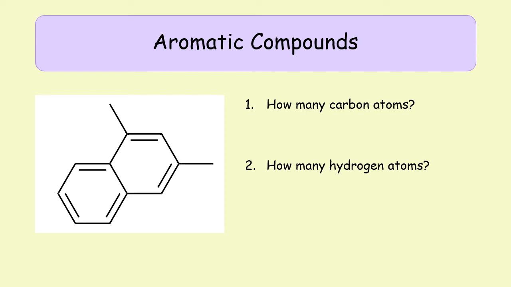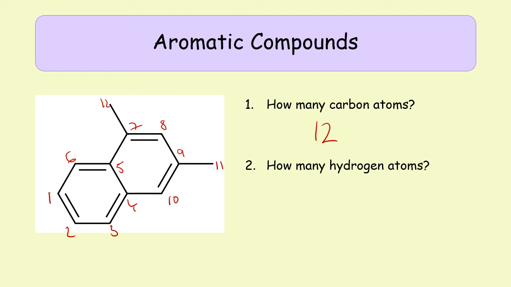Right, this next one, aromatic compounds. You do not need to name aromatic compounds most of the time. With these ones, you're just going to need to be able to identify the number of carbons and the number of hydrogens. So with our carbons, 1, 2, 3, 4, 5, 6, 7, 8, 9, 10, 11, 12. So we've got 12 carbons.